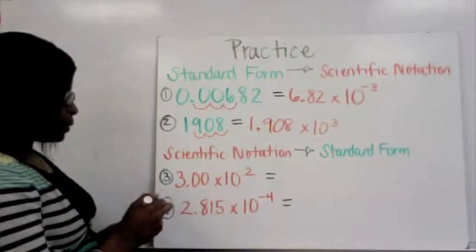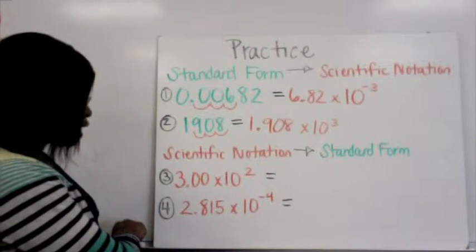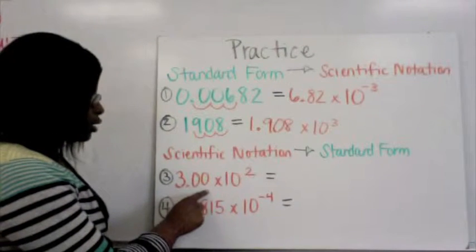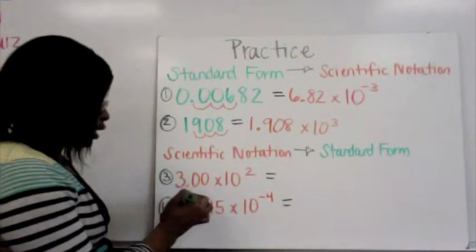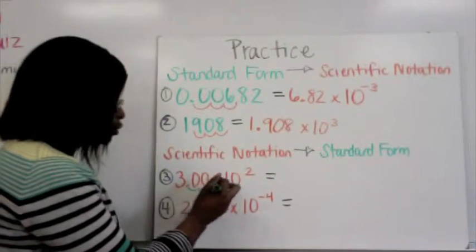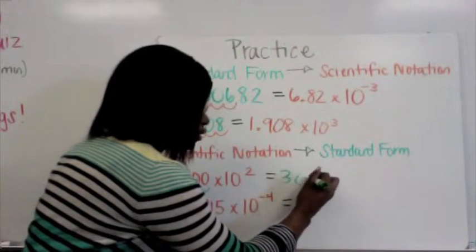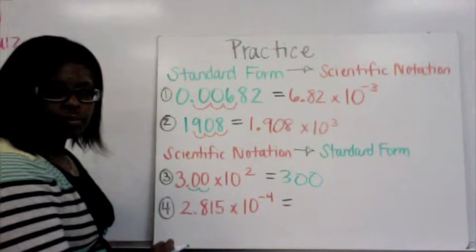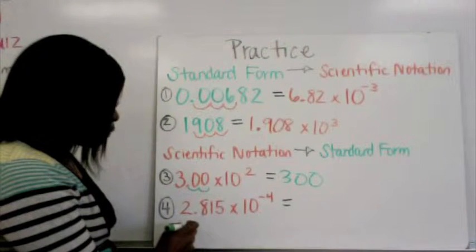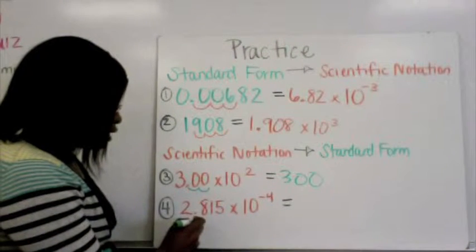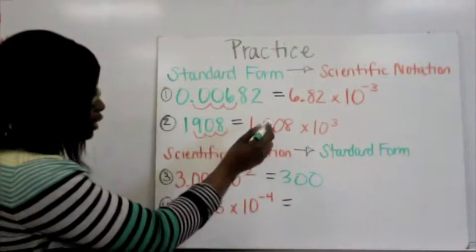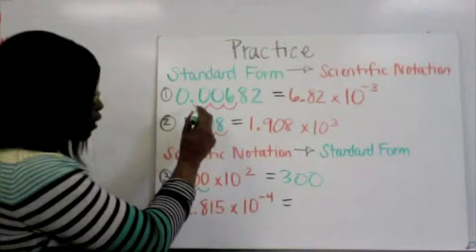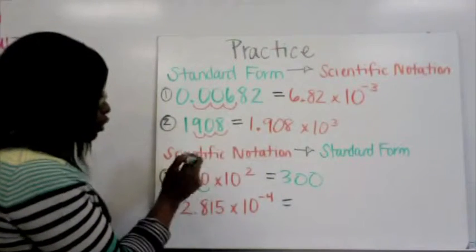So now we're going to go from scientific notation to standard form, and that's going to be 3.00 times 10 to the second power, and we're going to move our decimal from the left to the right, so that's 1, 2, and our answer is simply going to be 300. And here at the bottom, if you look up here, this is the same example. We went from a very small number to a little larger number.